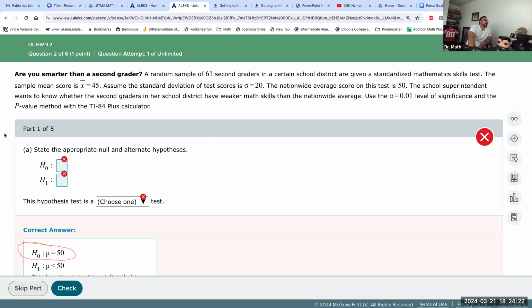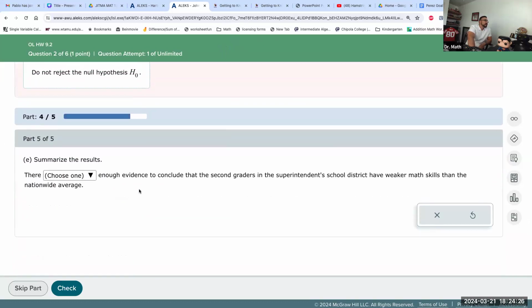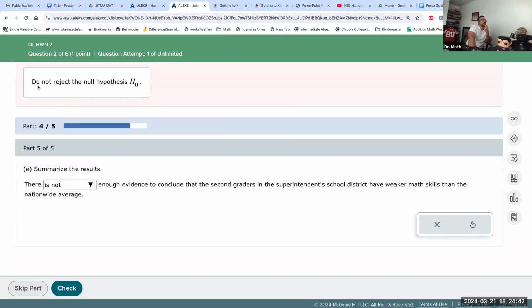So let's go to the very bottom so you guys can see the grand finale. So we say there is not enough evidence to conclude that second graders in the superintendent's school district have weaker math skills than a national average. And again, this is because we do not reject the null hypothesis.